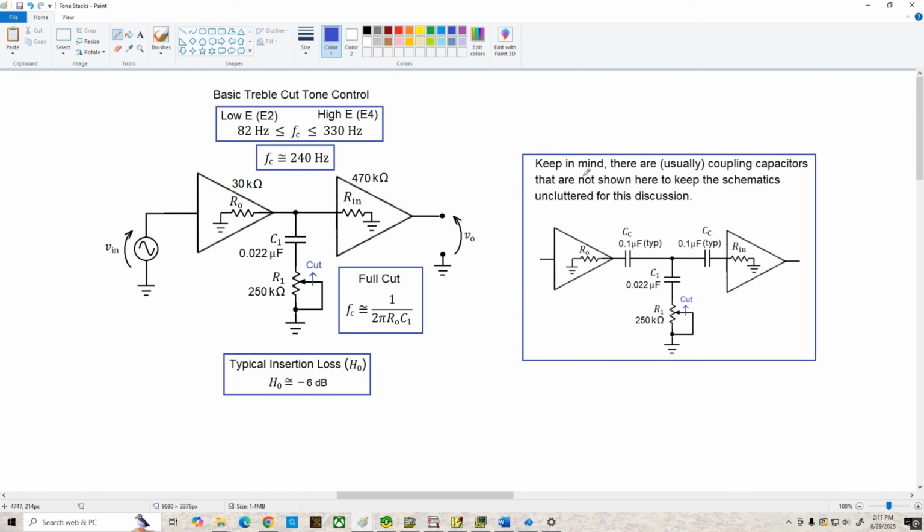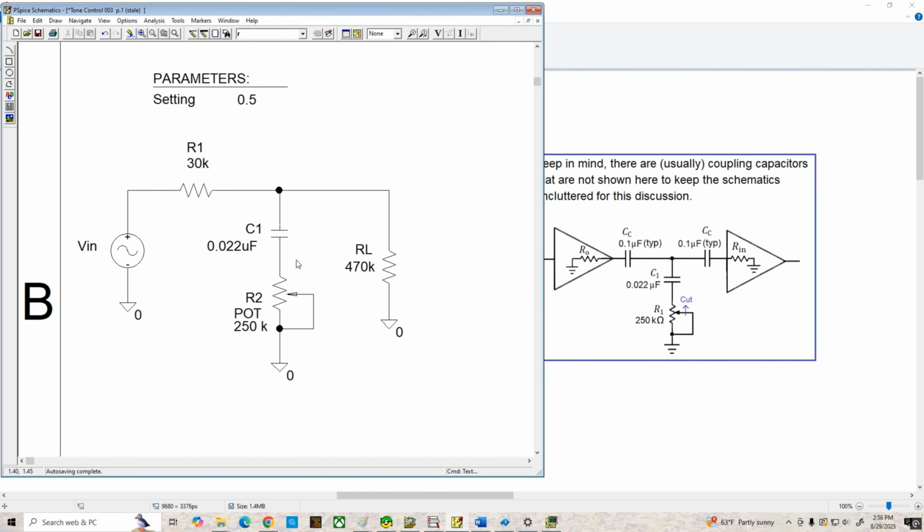And coming over here to the box on the right, keep in mind that we're typically also going to have coupling capacitors around the tone circuit. Sometimes it'll be on the left side, sometimes on the right, possibly both, but not always. But in any case, I'm going to omit those capacitors from these circuits just to keep things simpler. Now, let's take a look at the operation of this circuit using PSpice. To save some time, I've already drawn the schematic and set up the analysis.